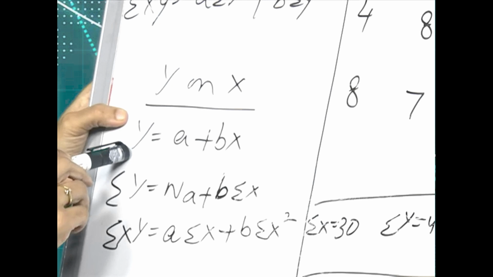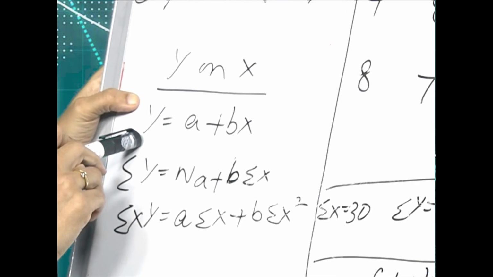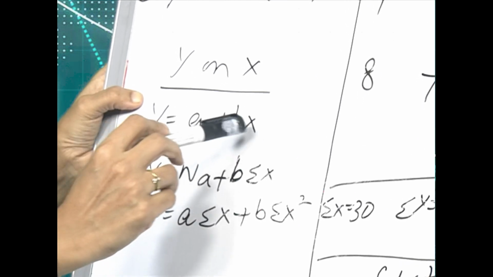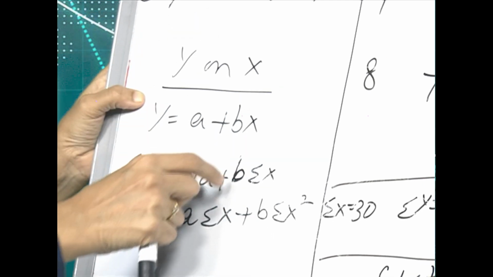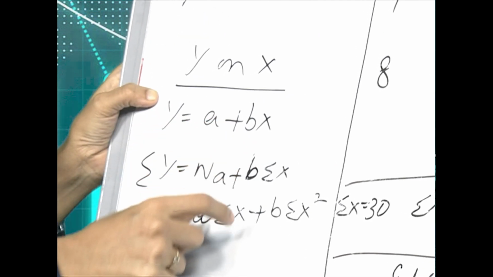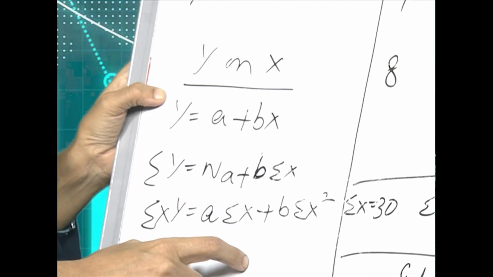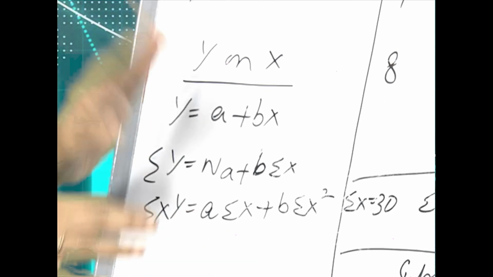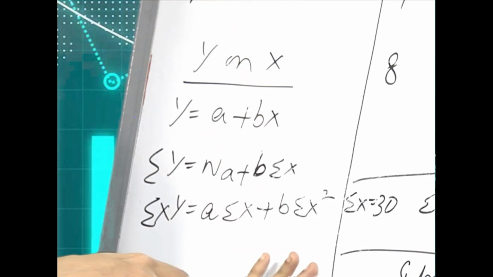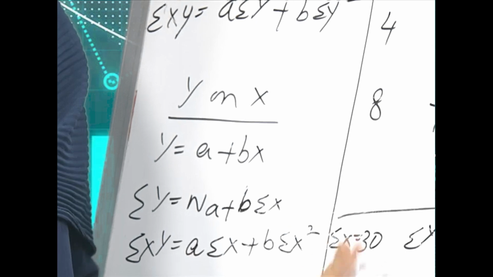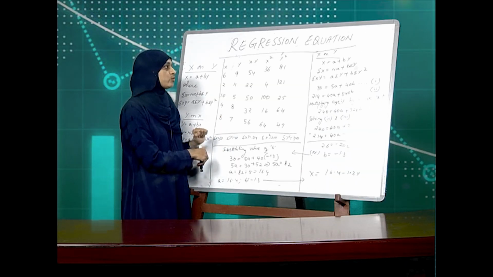Similarly, for y on x also, where y becomes our dependent variable, we are trying to express y is equal to a plus bx. Again, to find out a and b, we will be using these two equations. Let us now take an illustration, solve these equations, and find out what is the final equation that we would get.